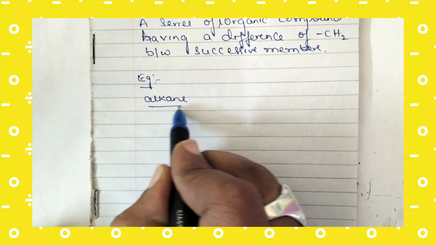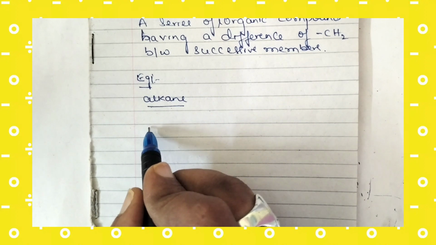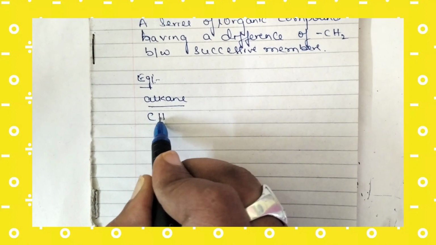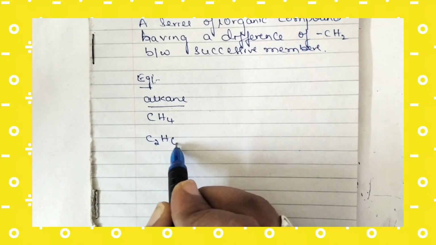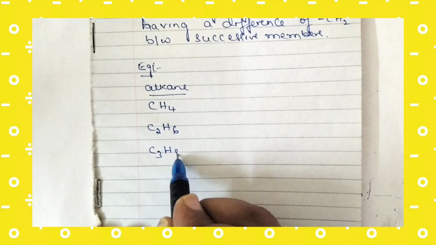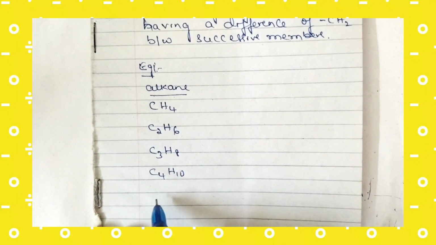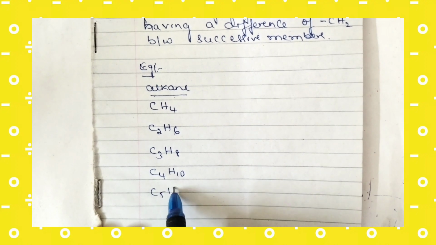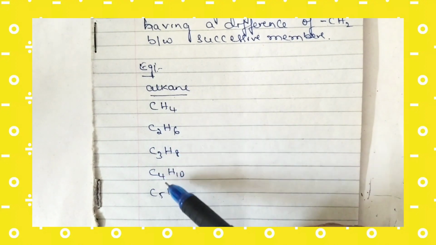Methane CH4, then ethane C2H6, then propane C3H8, then butane C4H10, then pentane C5H12. So here this is a series of the same organic compound.